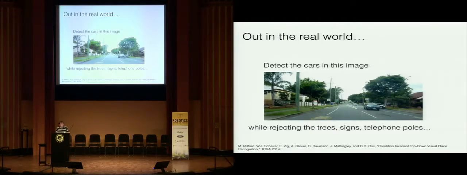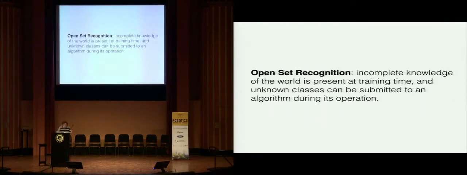In fact, this is rather troubling when you think of autonomous vehicles, because people may jump into the road, small children, unanticipated actions happening that our visual system has to process and either reject, accept, or make some sort of decision about. And so we call this problem open set recognition. And I'll offer you this definition. Open set recognition is incomplete knowledge of the world, present at training time, and unknown classes can be submitted to an algorithm during its operation. This is the way you and I deal with the visual world. Those multi-class closed set classification problems are fairly contrived when it comes to real-world recognition.